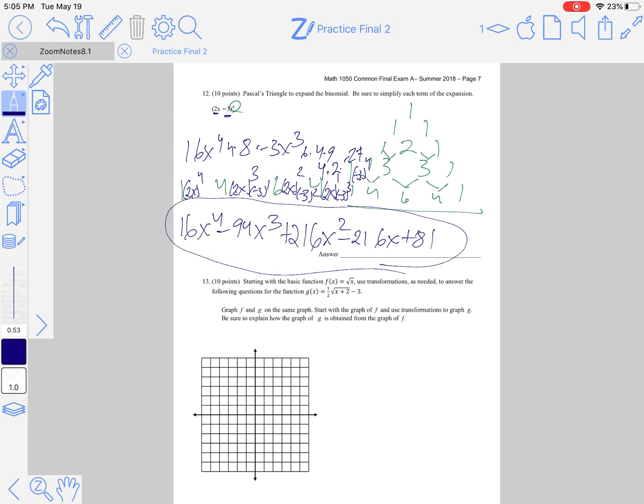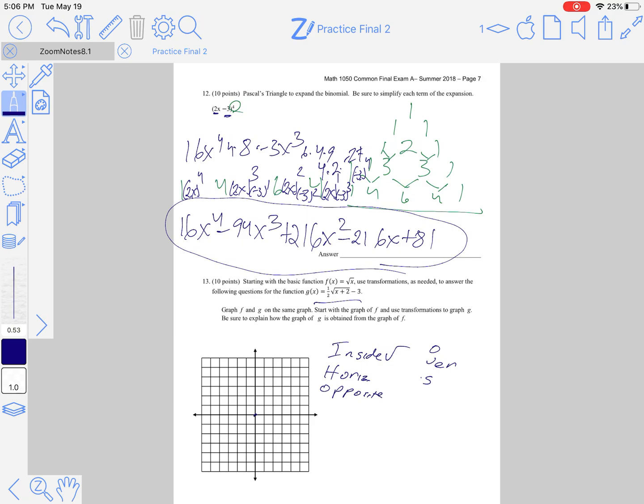So this is starting with this basic function. Use transformations to graph this. Remember, IHOP overs. If it's inside, in this case, inside the square root, it will affect it horizontally, opposite of what you think. So let's start working our way.